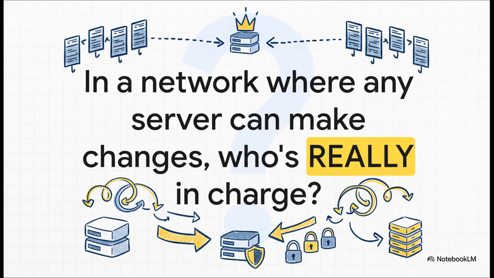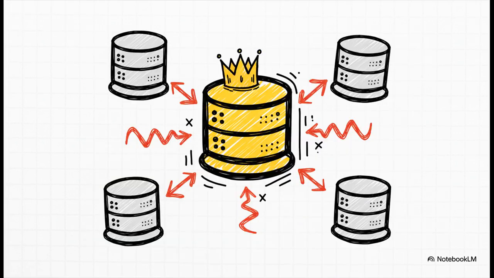So let me ask you this. In a typical Active Directory setup, most of your servers, your domain controllers can make changes. It's a multi-master system. But if everybody can be a boss, how do you keep things from turning into total chaos? Who actually gets the final say on the big decisions? Well, that's where this specialist team comes in. They're called the FSMO roles, which is short for Flexible Single Master Operations.